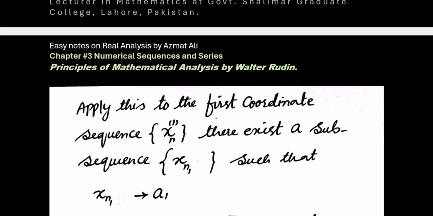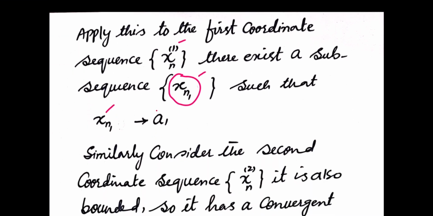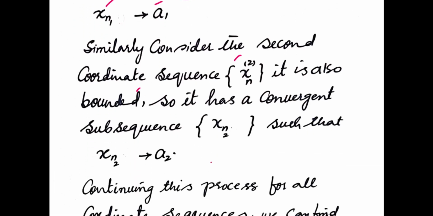Apply this theorem to the first coordinate sequence xn1. There exists a subsequence, which I am denoting by this notation, such that this subsequence is convergent. So it must have a limit. Say this converges to a1. Similarly, consider the second coordinate sequence xn2. It is also bounded, so it has a convergent subsequence, and its limit is a2.